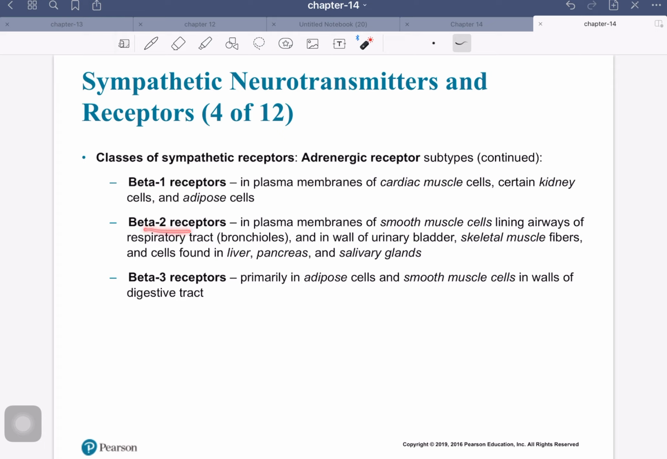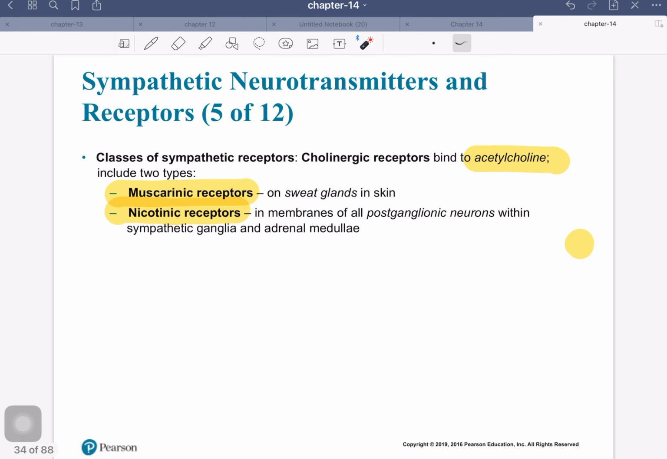The beta-2s are in the plasma membrane of smooth muscle cells that I find in the bronchioles, which are, of course, one of the most important parts of the respiratory tract. And when we do the respiratory tract, it's going to make much more sense as to why they're there, because it helps to change the diameter of the airway, which changes the resistance of airflow. Also in the walls of the urinary bladder, skeletal muscle fibers, liver, pancreas, and salivary glands. So you can see they're quite wide-ranging. And then we have the beta-3s, which are primarily in adipose cells and smooth muscle cells of the walls of the GI tract.